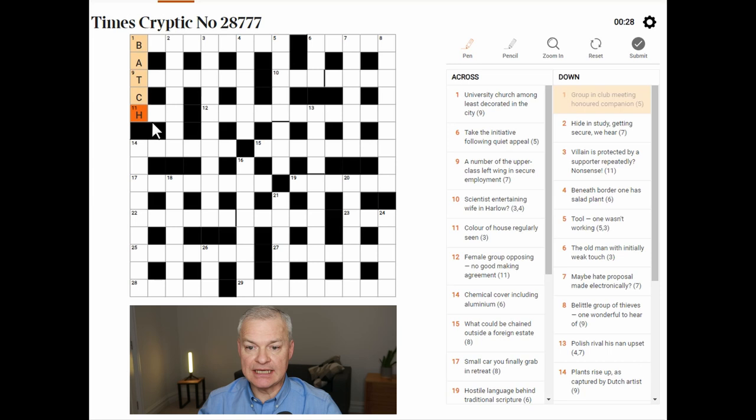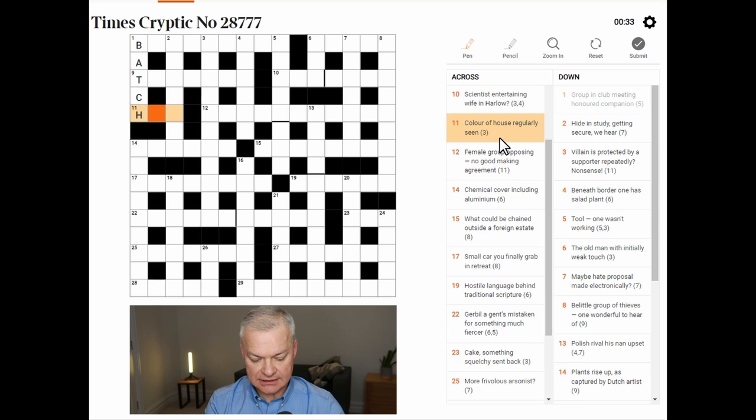Colour of house regularly seen. This is hue. Regularly seen indicates every other letter. So every other letter of house is H, U, and E, and hue is colour.